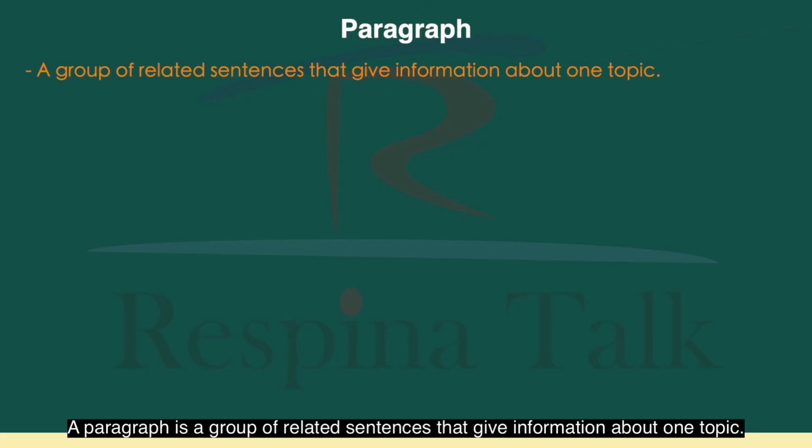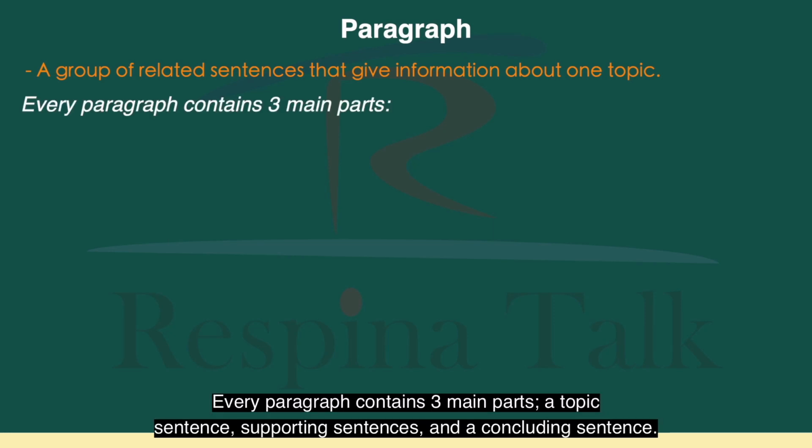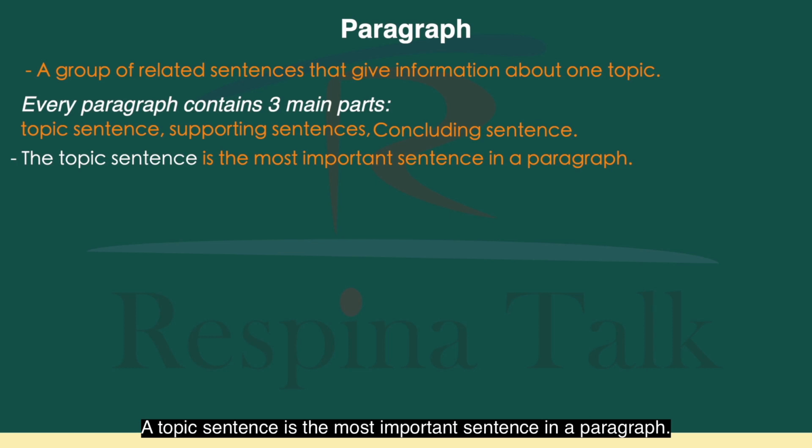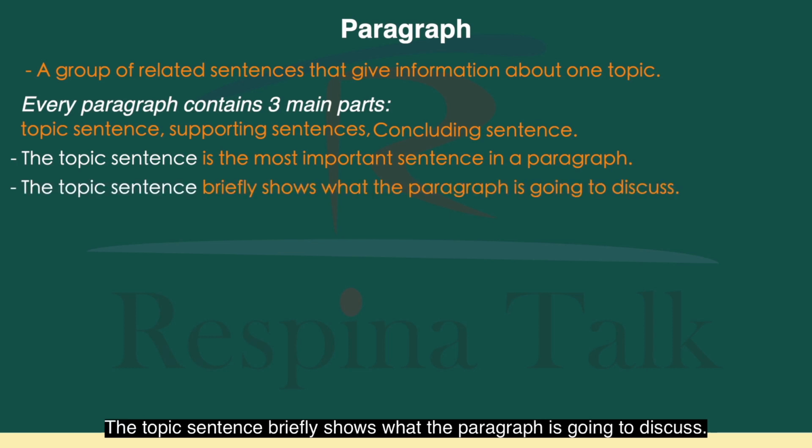A paragraph is a group of related sentences that give information about one topic. Every paragraph contains 3 main parts: a topic sentence, supporting sentences, and a concluding sentence. Every good paragraph has a topic sentence. A topic sentence is the most important sentence in a paragraph. The topic sentence briefly shows what the paragraph is going to discuss.